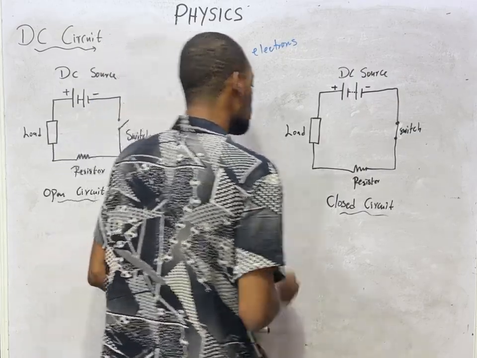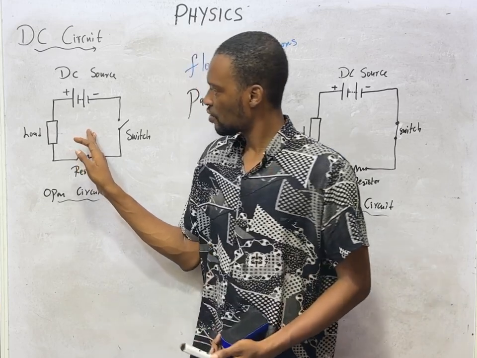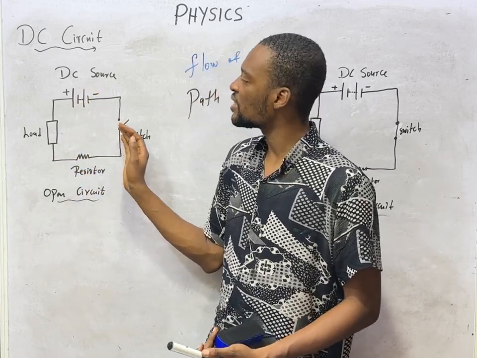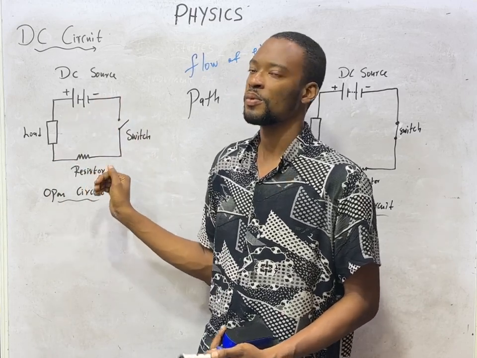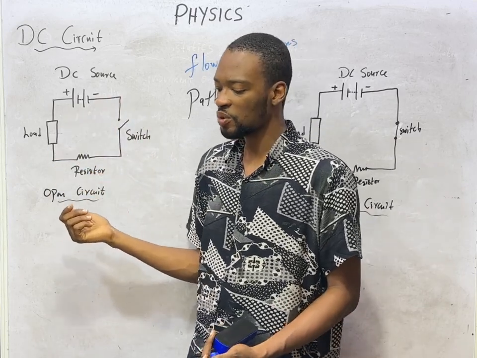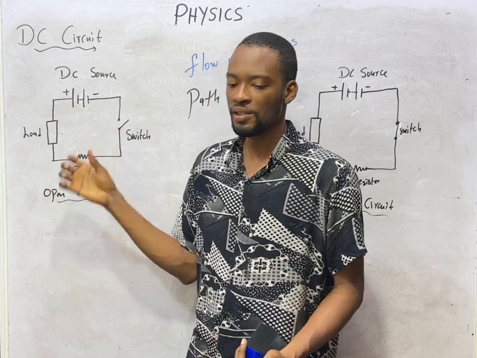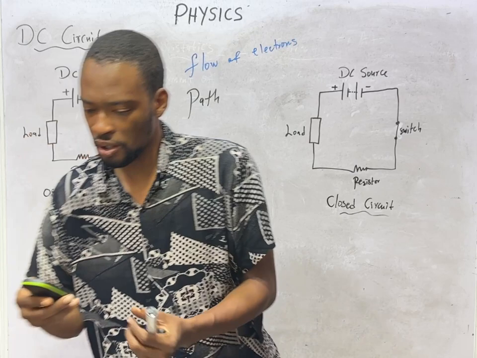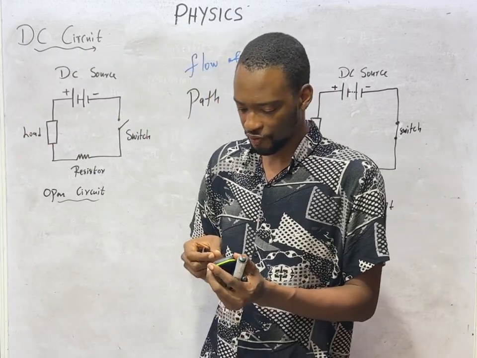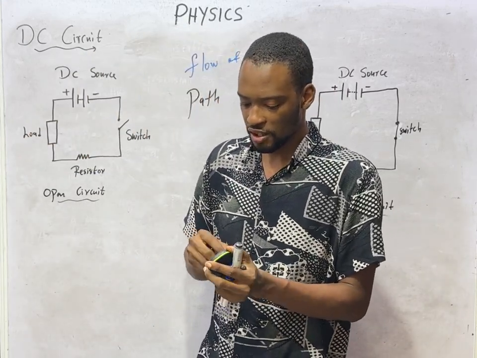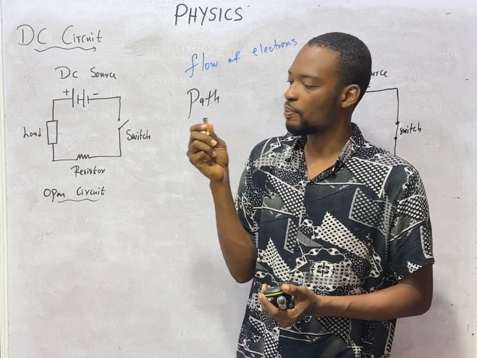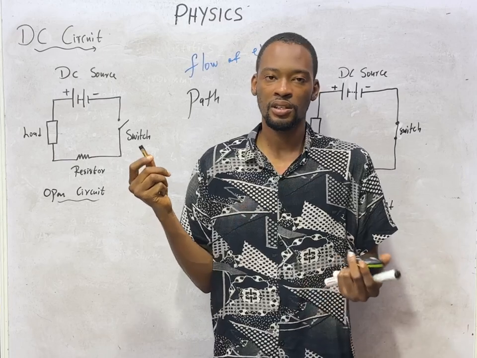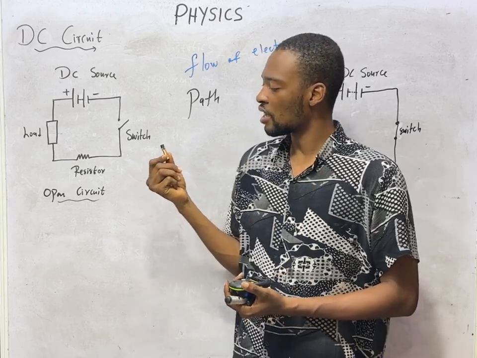This is a simple DC circuit. You see your DC source, basically a battery. That is where the current flows from. And in your battery, you will definitely have the terminals, the positive and the negative. There's a battery here. This is a primary cell. You know, we deal with primary and secondary cells: Daniell cell, Leclanché cell, and lead acid accumulator.